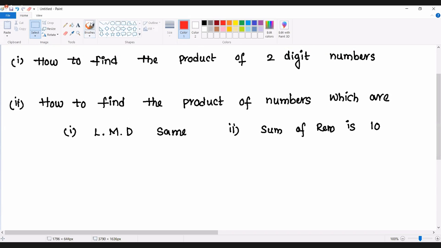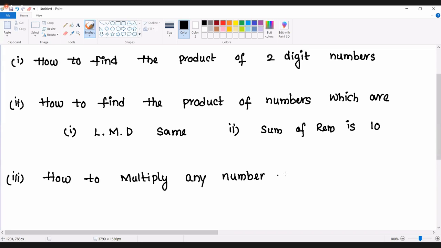So these are the two things which we have discussed in the previous. Then we discussed about the third rule. So third trick, what is the third trick? How to multiply any number with 11.